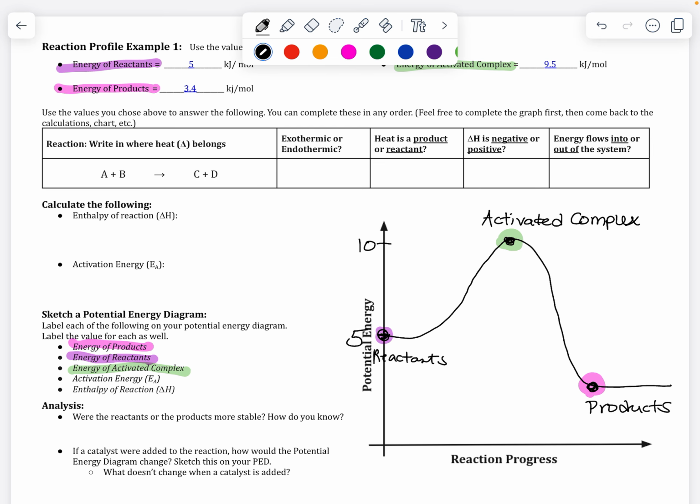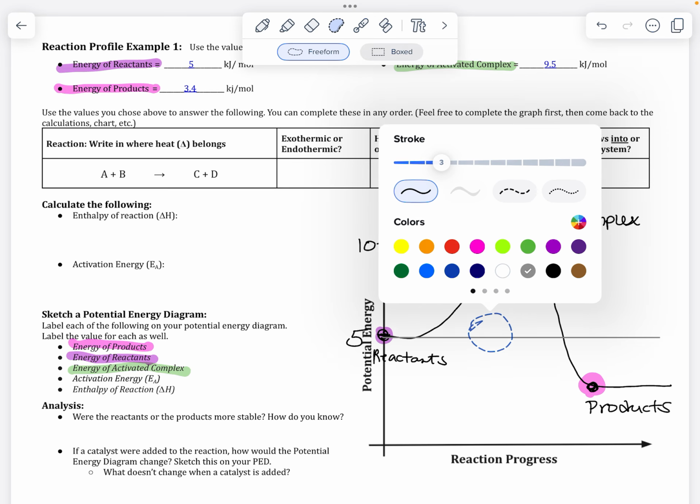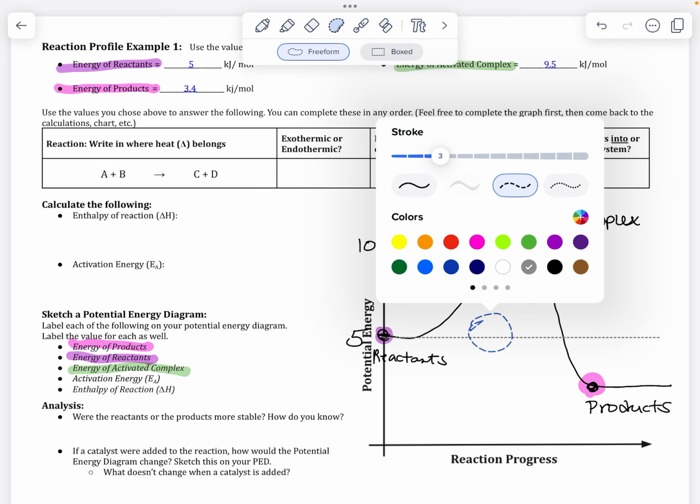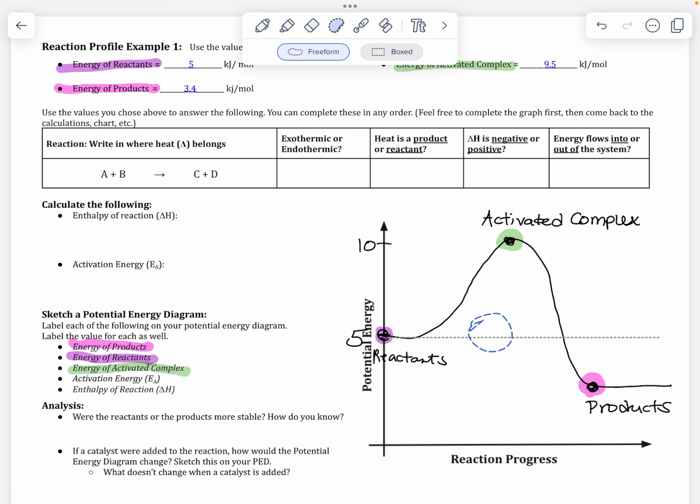For our activation energy, it is how much energy do we have for our reactants, and then how much energy do we need to get to that activated complex. Enthalpy of reaction is the difference between our reactants and our products. To do both of those, I'm going to draw a gray line. It doesn't matter what color it is. I'm going to make this dotted, because it's going to be a reference for me to see where I am comparing these two, because both of those are going to be comparing to our reactant energy.